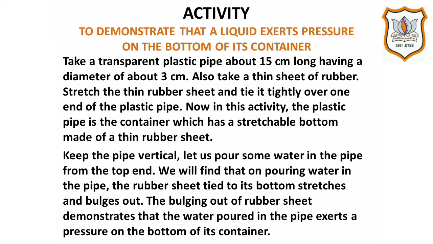Keeping the pipe vertical, let us pour some water in the pipe from the top end. We will find that on pouring water in the pipe, the rubber sheet tied to its bottom stretches and bulges out. The bulging out of rubber sheet demonstrates that the water poured in the pipe exerts a pressure on the bottom of the container.